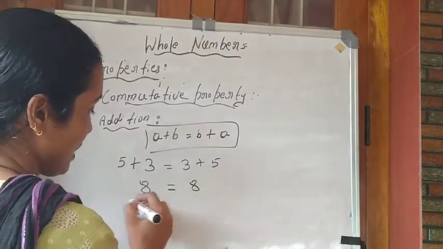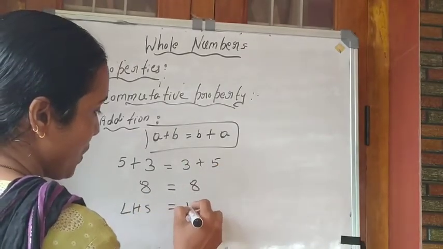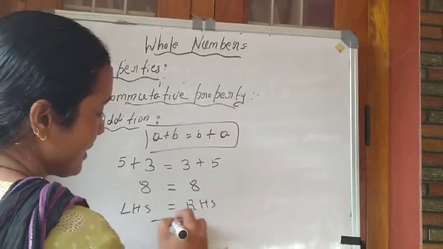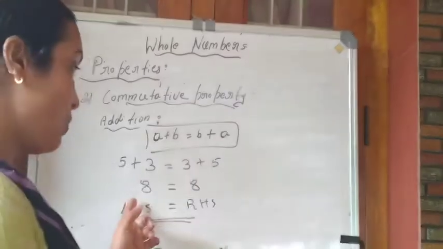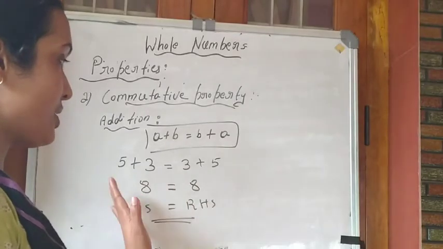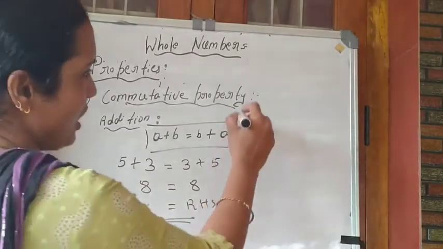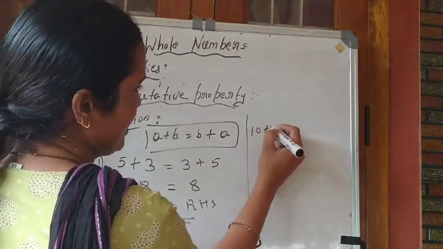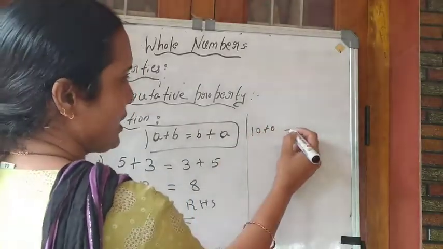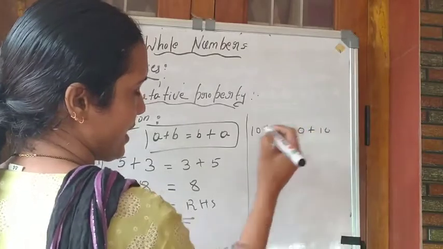3 plus 5 is also 8. LHS equal to RHS. So in both the cases LHS and RHS are the same. Okay, I'll take one more example: 10 plus 0. I'll change the order: 0 plus 10.